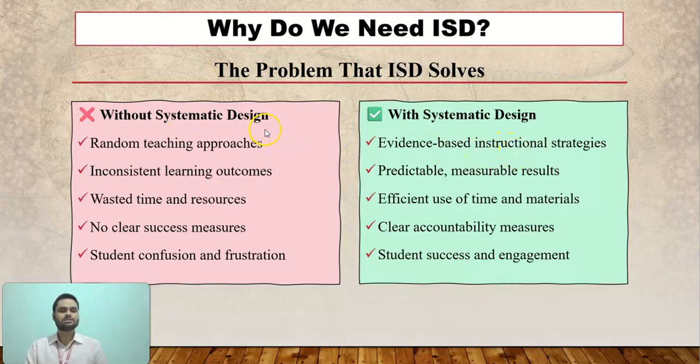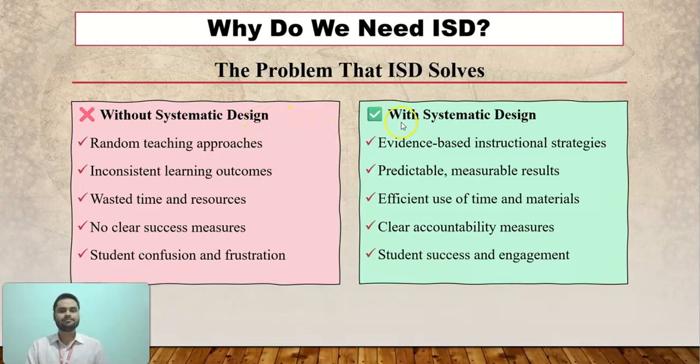So without systematic design, what do we face? We just go into the class and start teaching in a random way. A random teaching approach, inconsistent learning outcomes, all these things happen when we go into the class without any systematic design or instructional plan. Wasted time and resources, no clear success measures, and students' confusion and frustration. All these things happen when we go into the class without systematic design.